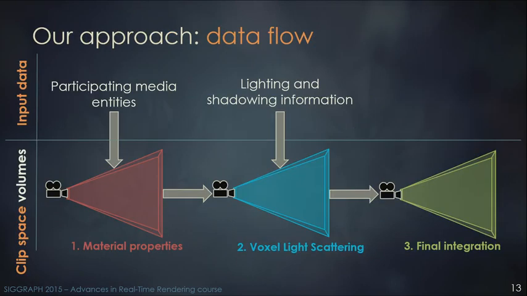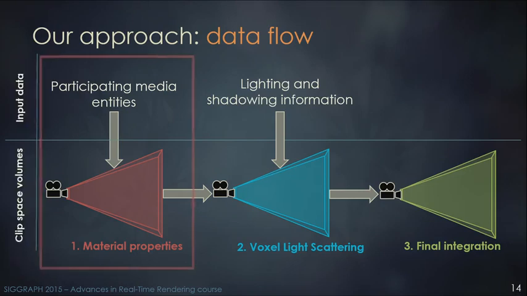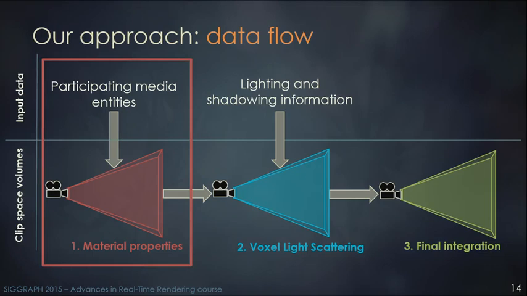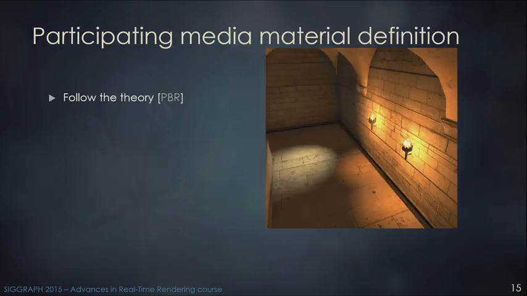So this is an overview of the data flow we have. First, we need to voxelize all our participating media entities into the clip space volume. Then from these material properties and all the lights in our scene, we can evaluate scattered light for each voxel, and then we can integrate everything to the final buffer that will be applied in our scene. So let's have a look first at how we define our participating media.